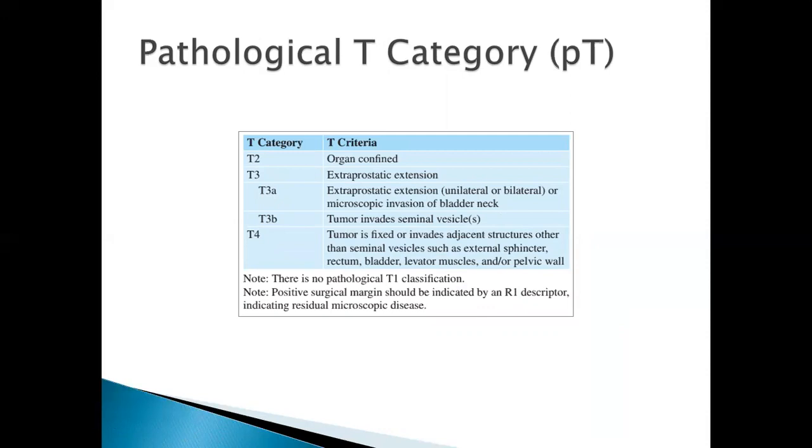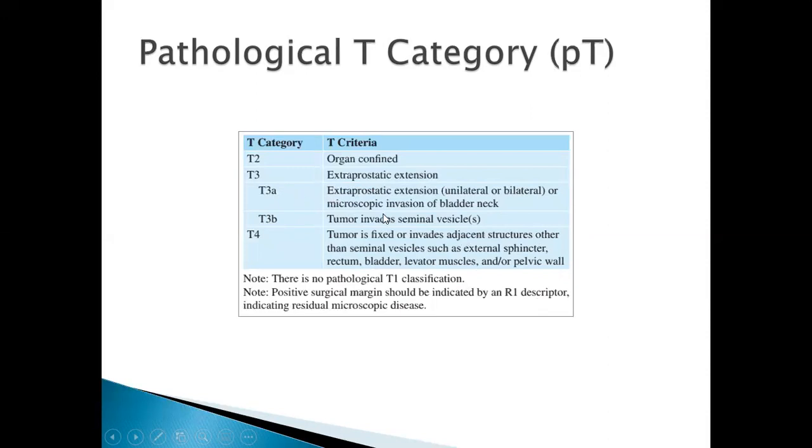So for pathologic pT2, for the clinical, they did T2A, T2B, T2C, okay? Well, looking at the old data, it didn't matter if a patient was T2A, B, or C, okay? So pathologically, there's only a T2, and that's where the tumor is confined to the prostate. It doesn't go beyond the prostate, okay? T3, that's an umbrella category, all right?